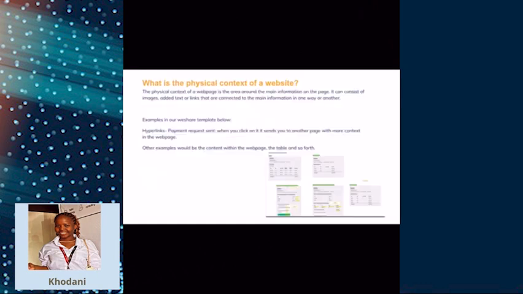What is the physical context of a website? The physical context of a web page is the area around the main information on the page. It can consist of the images, text, or links that are connected to the main information in one way or another. Examples in our Weshare template below. We've got different types of data or content within our web page. We've got hyperlinks, we've got tables, and we've got content.